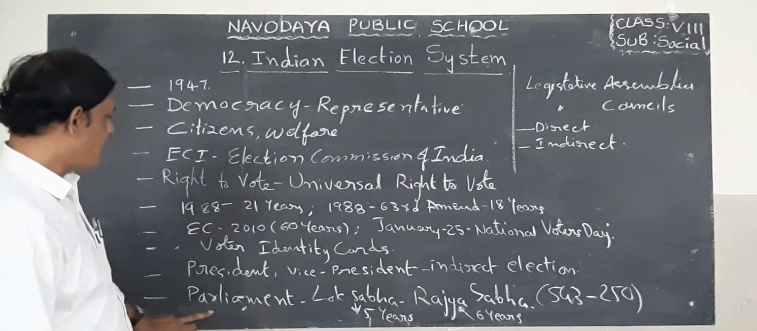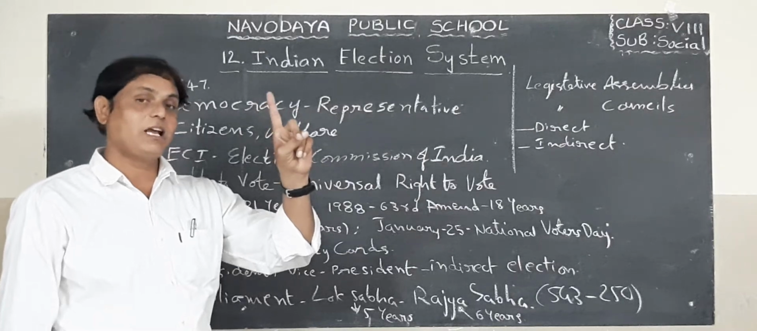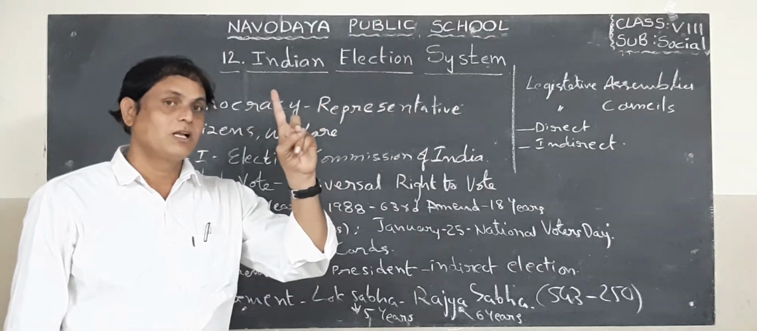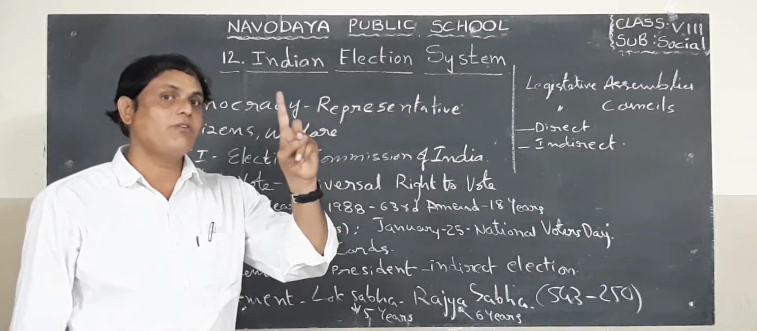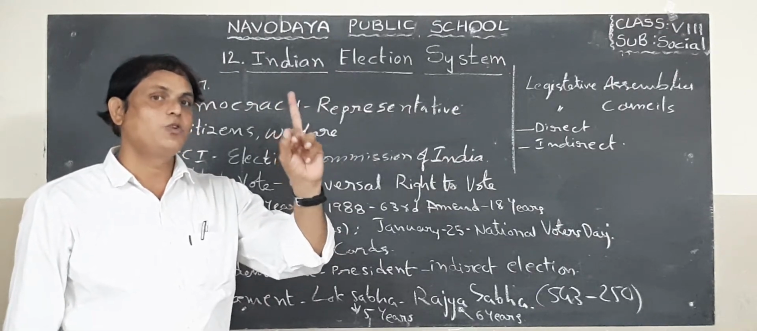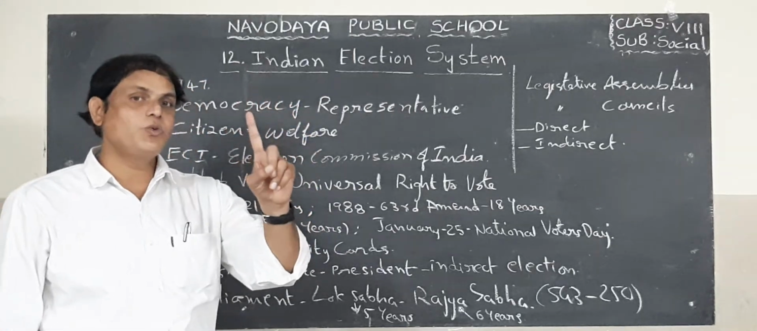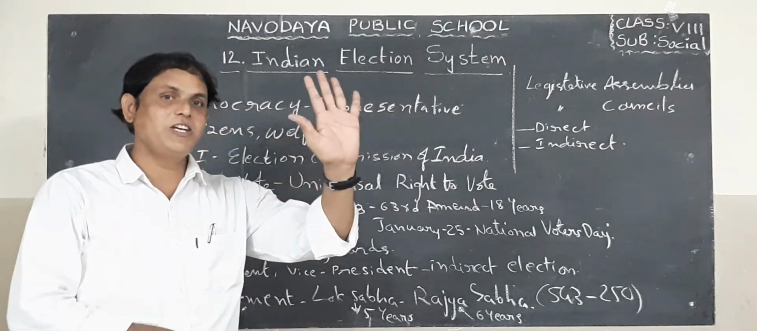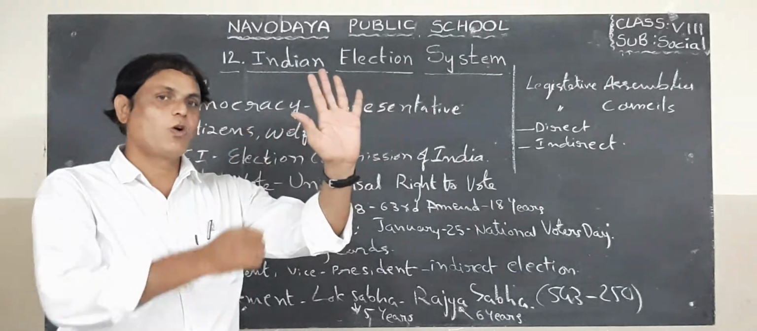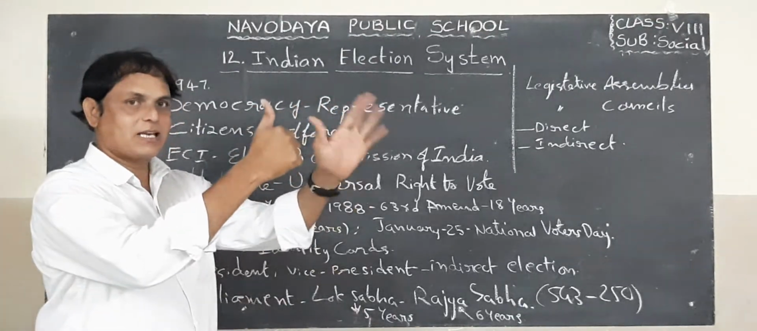Next one, parliament. In the parliament, two houses are there, upper house and lower house. Lower house means Lok Sabha, upper house means Rajya Sabha. In the lower house, Lok Sabha, how many members are there? 543 members. In the upper house, Rajya Sabha, how many members? 250 members. Now children, Rajya Sabha tenure is 6 years, Lok Sabha tenure is 5 years. Don't confuse. Have you understood? 5 years Lok Sabha, 6 years Rajya Sabha.